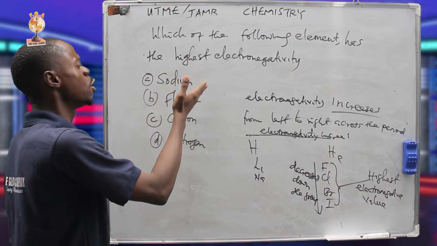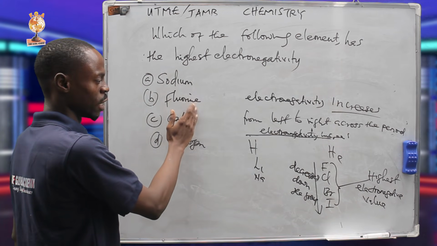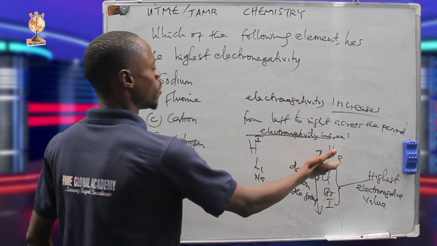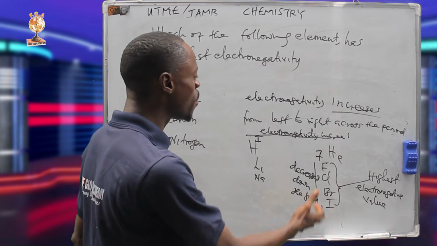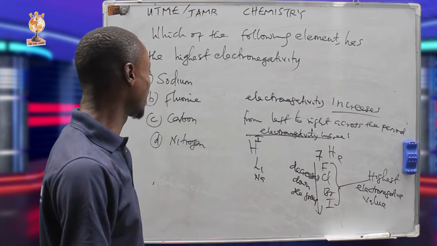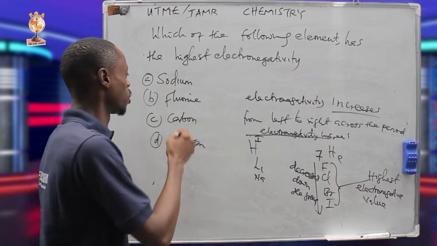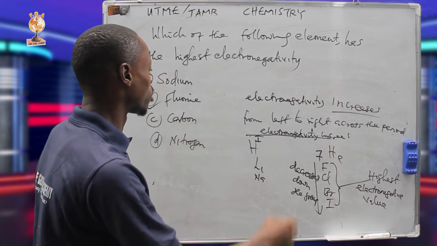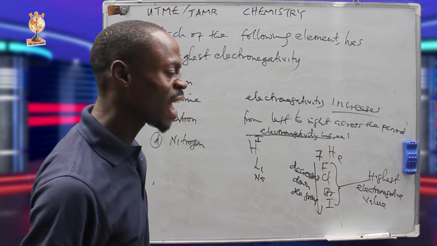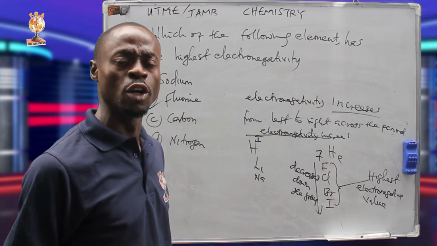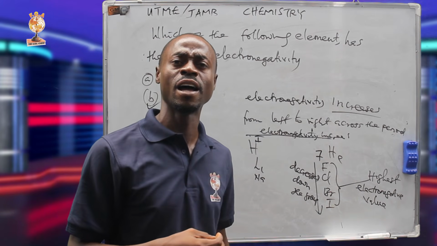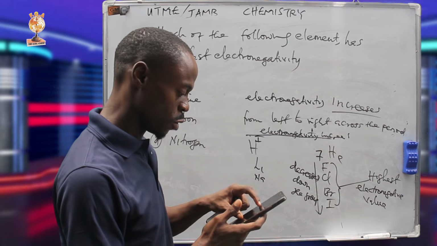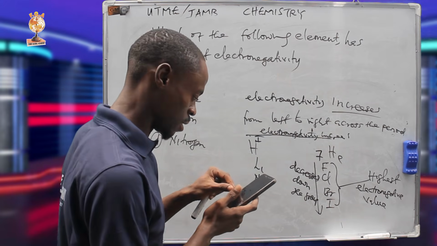Then we have option B, fluorine. Where is fluorine located? Fluorine is a group 7 element, and group 7 elements have the highest electronegative value, so fluorine is the correct option here. Why? Because fluorine is a group 7 element. They have the highest tendency to accept electrons from other elements to attain stability. So that's how you achieve that.